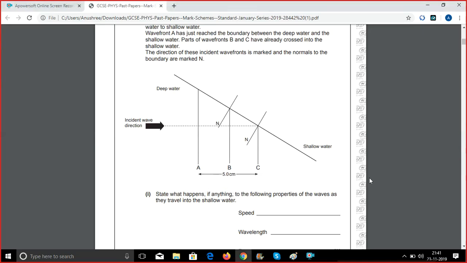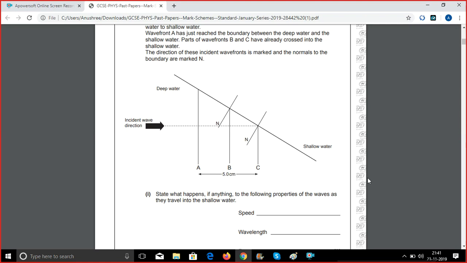Okay. So state what happens, if anything, to the following properties of the waves as they travel into the shallow water. Okay, so the speed will decrease. So you know that it's about refraction. How can you explain refraction to me? The first thing is, just tell me, if a wave enters from a rarer medium to a denser medium, what happens to its speed? It decreases.